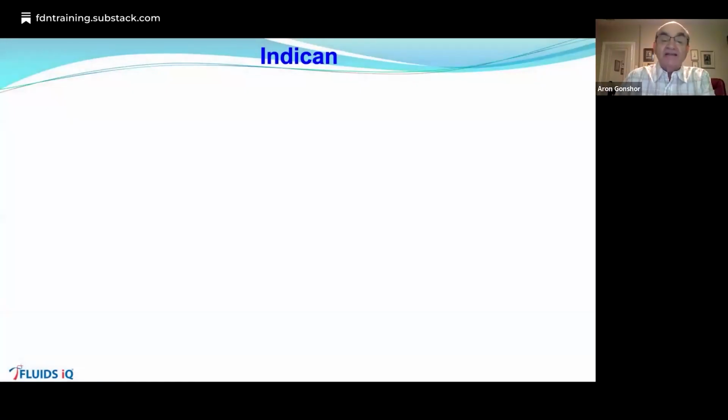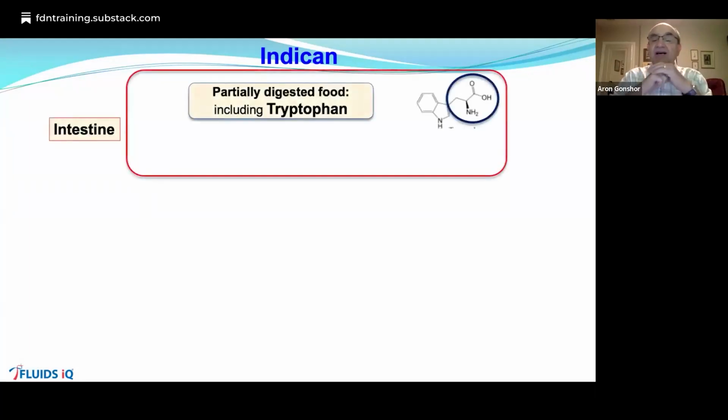And what we're looking at is something called indican. Now, for those of a certain age who've been doing this for many years, they'll say, oh, indican, we know about that. We used to do indican, and you would look for a change in the color of a liquid to see whether there was an indican issue. What is indican? Well, if you take a look at the intestine, if you get food intake and there's partially digested food, that food contains tryptophan. And tryptophan is not only in food, it's used by a lot of bacteria. That's the food they love to eat, is tryptophan.